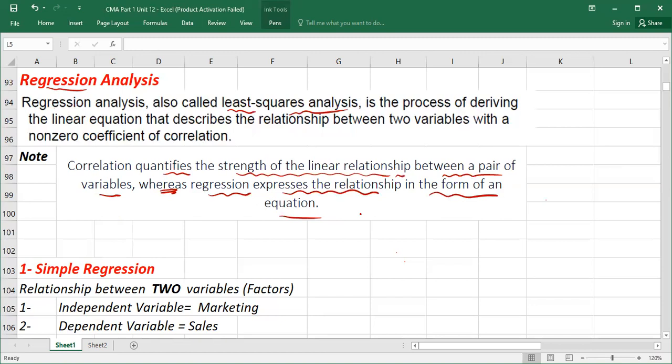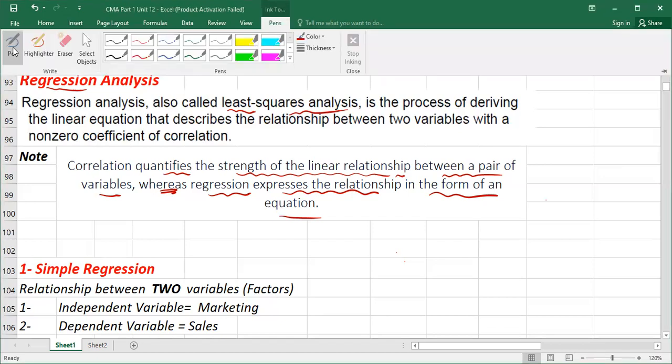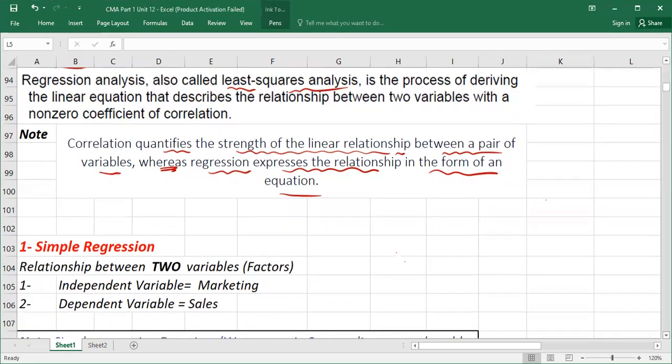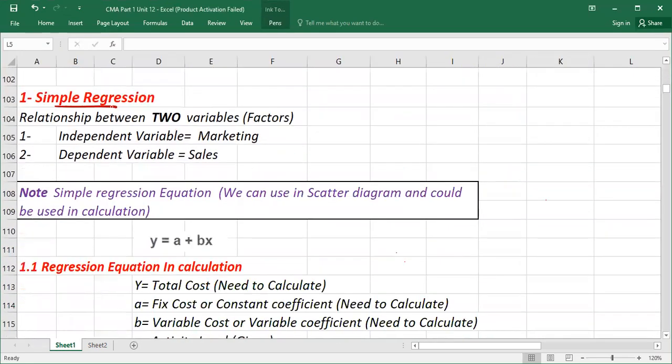So we are going to study the equation. So regression, it's also called what? Least squares analysis. And this regression equation we use in forecasting, which is our topic. There are two types of regression. One is called simple regression analysis. And second is called multi-regression analysis. That I'll tell you later.